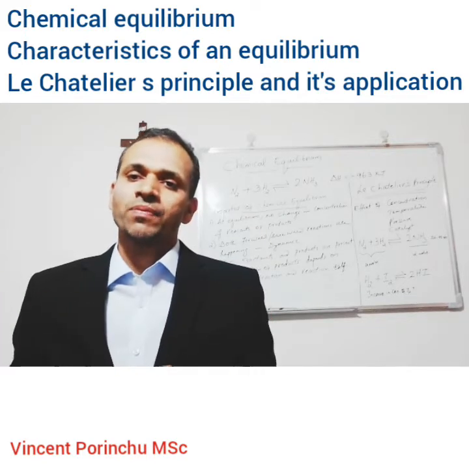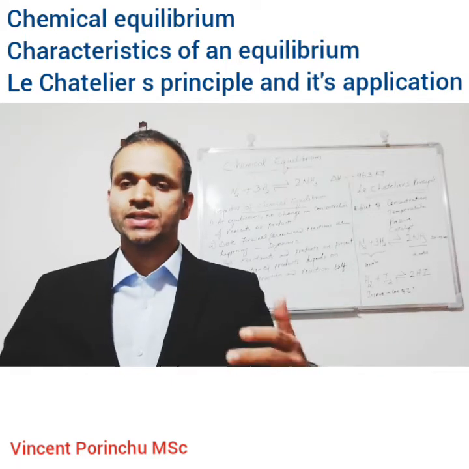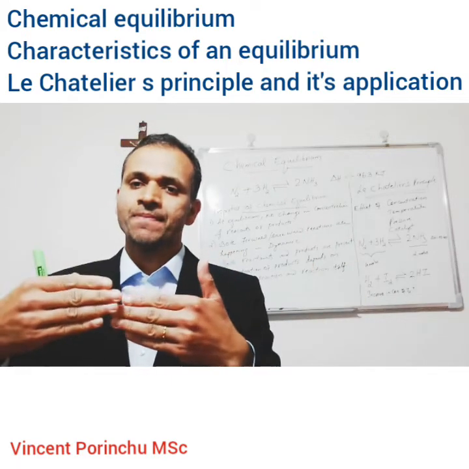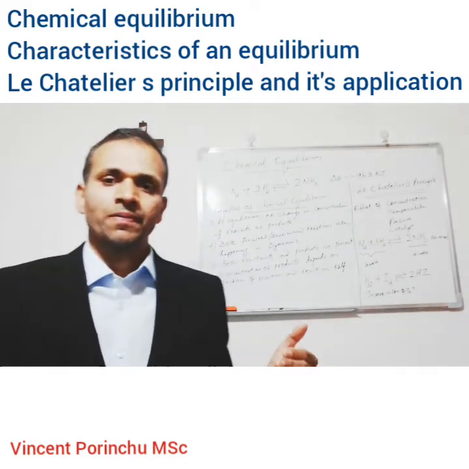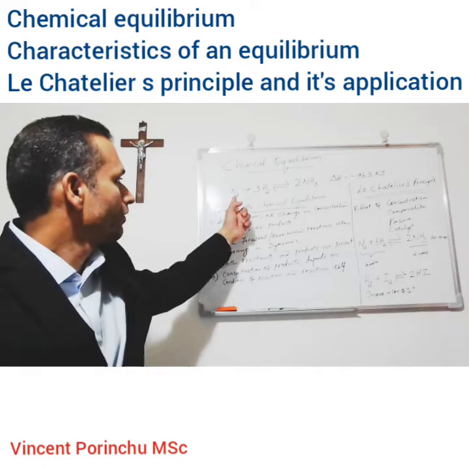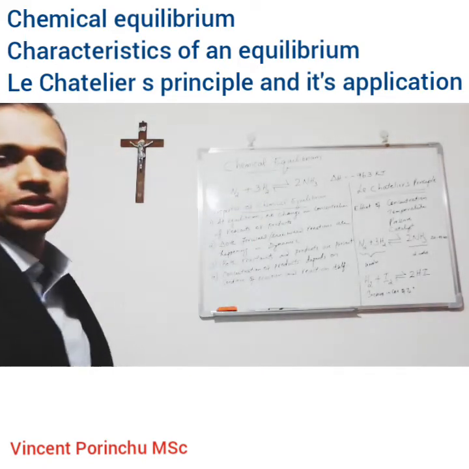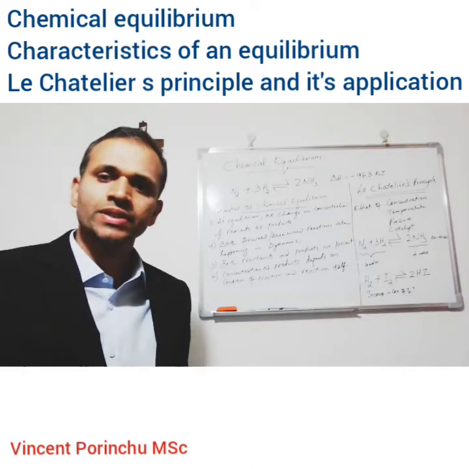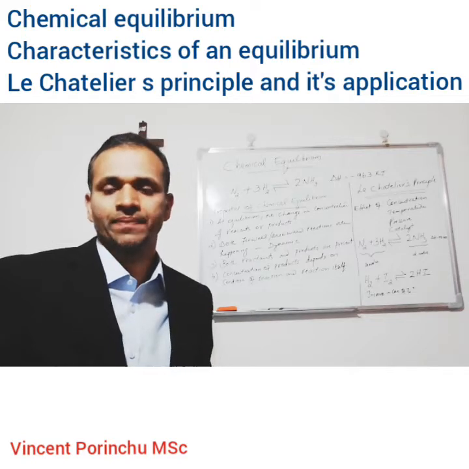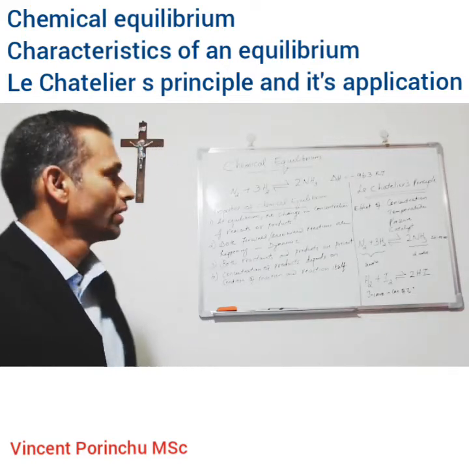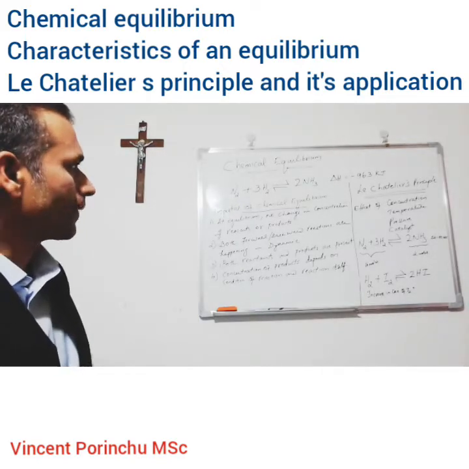Another important point in a chemical equilibrium is that both forward and backward reactions are taking place at the same rate. For example, I have taken a very common example, that is N2 + 3H2 ⇌ 2NH3. That's the formation of ammonia from nitrogen and hydrogen. So in that reaction, N2 plus 3H2 gives 2NH3.